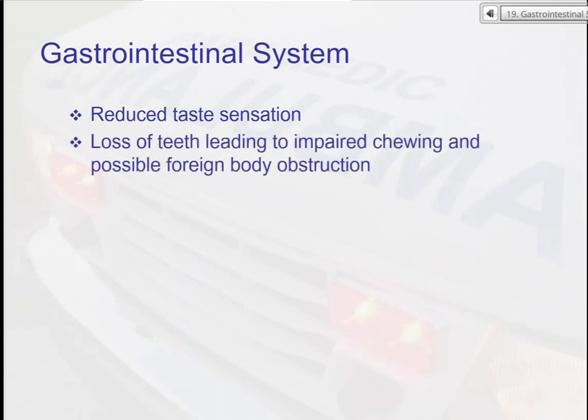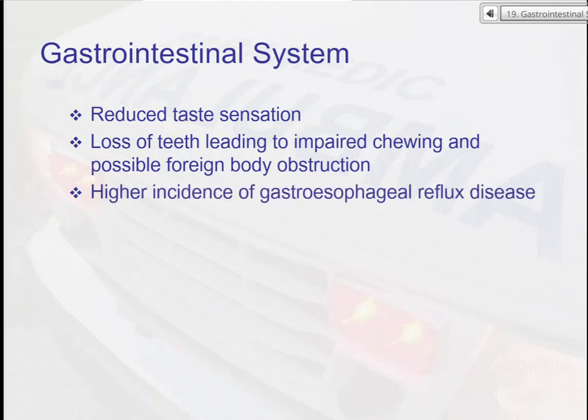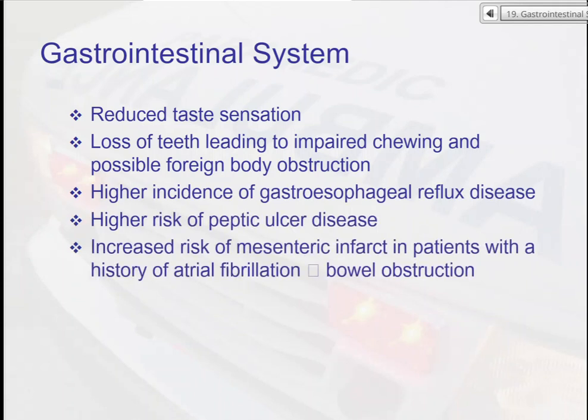So loss of teeth and impaired chewing puts them at risk of foreign body obstruction, and there's a higher incidence of GERD. Of course, past stroke puts them at higher risk of foreign body obstruction as well. Higher risk of peptic ulcer disease. Interesting. I don't know about you, but I see far fewer issues with patients on NSAIDs having GI bleeds now than I did 10, 15 years ago. That was a common thing. People on chronic NSAIDs for arthritis would have GI bleeds.